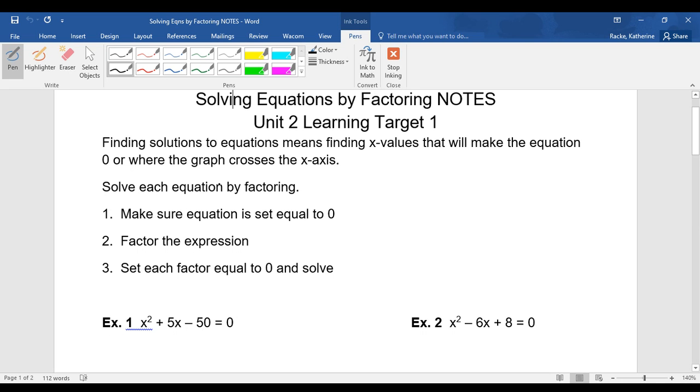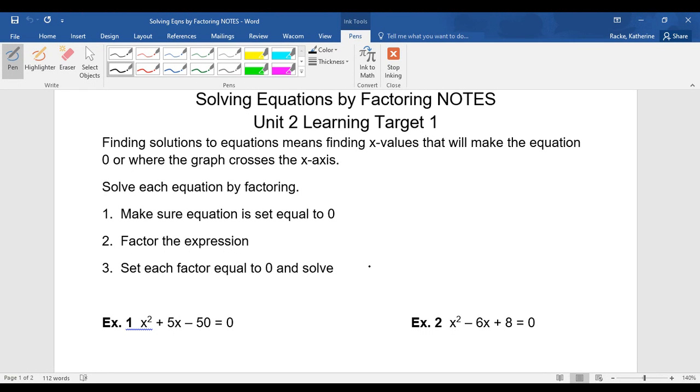We're going to solve each equation by factoring. The first step we need to do is make sure the equation is set equal to 0. If it's not set equal to 0, we need to make it set equal to 0. So step 2, we're going to factor the expression, like what we did earlier in the week, taking that trinomial and turning it into 2 binomials.